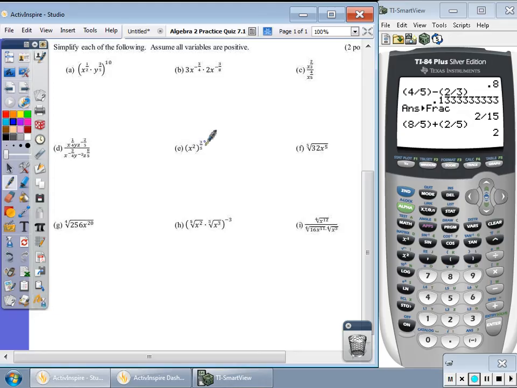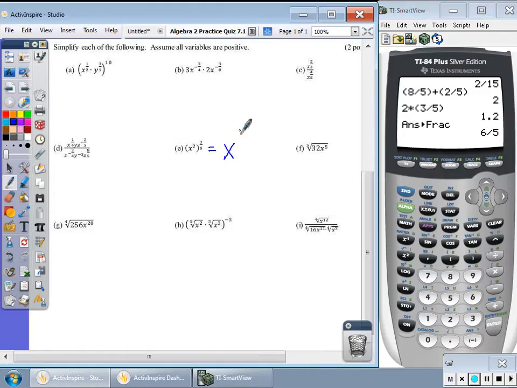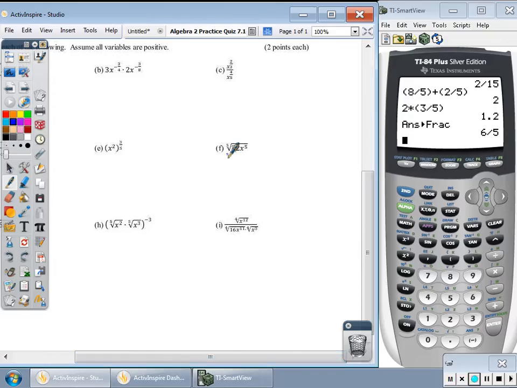Okay, x squared raised to the 3/5 power. There's not much to do here. We're just going to be multiplying. So we do 2 times 3 divided by 5, and we're getting 1.2. I don't want to leave that, so I get my fraction. And so we get x raised to the 6/5. Here we have the 5th root of 32 x to the 5th. 32 is a perfect fifth. It is 2. And x to the 5th is also a perfect fifth. So the 5th root of x to the 5th is x. Done.